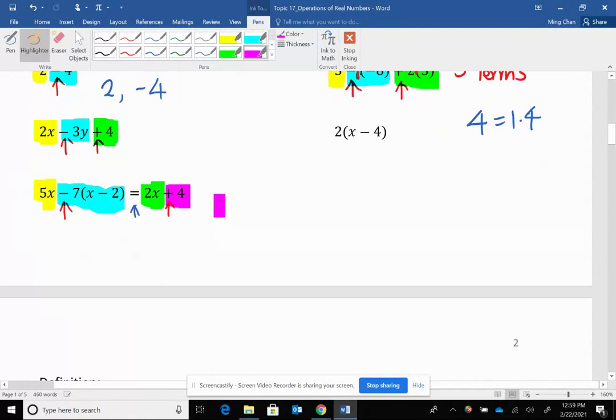So this equation has 4 terms. Okay, this has got 3 terms.